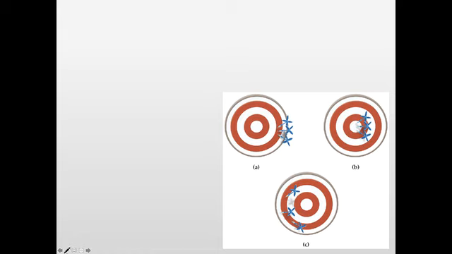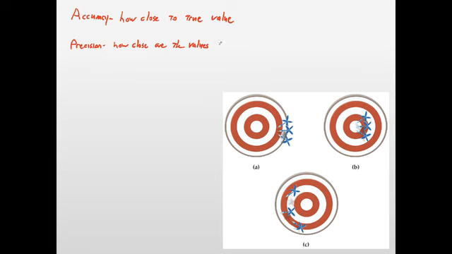All right, the next concept we're going to be talking about is accuracy and precision. So accuracy refers to how close to the true value is a set of data. Precision refers to how close are the values to each other.